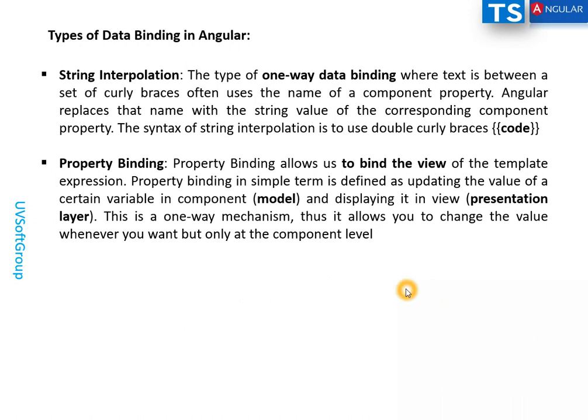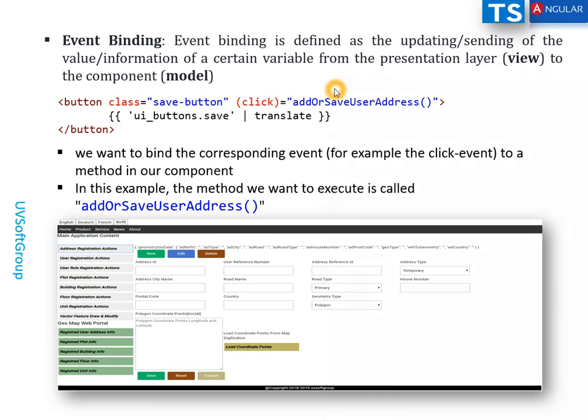So that means in data binding, string interpolation is possible, property binding, and the most important one, event binding. When I start the development, I will show you how those types of bindings really work. Event binding is about updating and sending the values and information of certain variables from the presentation view to the component level, I mean the model level.